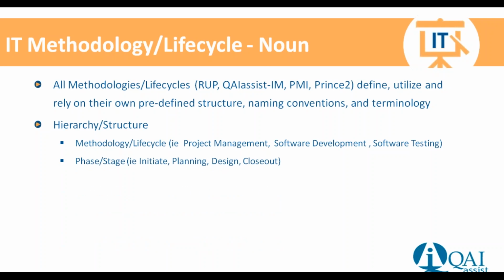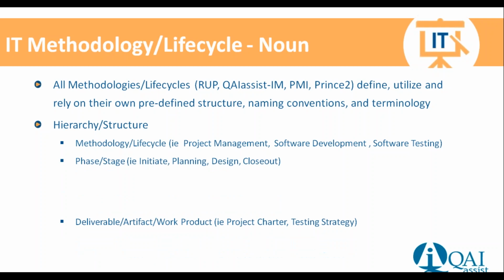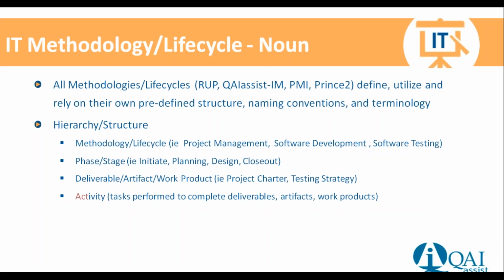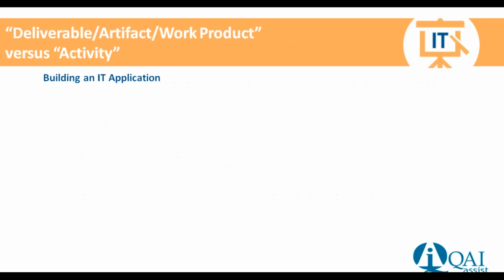Within the methodology or life cycle, there are going to be phases or stages. So you may have heard terms like planning or closeout or initiate. All of these different methodologies in the context of a noun have their own terminology they're using. Within the phase, there are going to be deliverables or artifacts or work products, i.e. you may have heard of a project charter or testing strategy. There's a myriad of deliverables or work products that project teams work on. Each of these different life cycles has some that have to be completed. Now the activity is the task being performed by the project team to deliver or complete the deliverables, artifacts or work products. So that's a sense of the noun. That is the roadmap when we're talking about IT methodology.